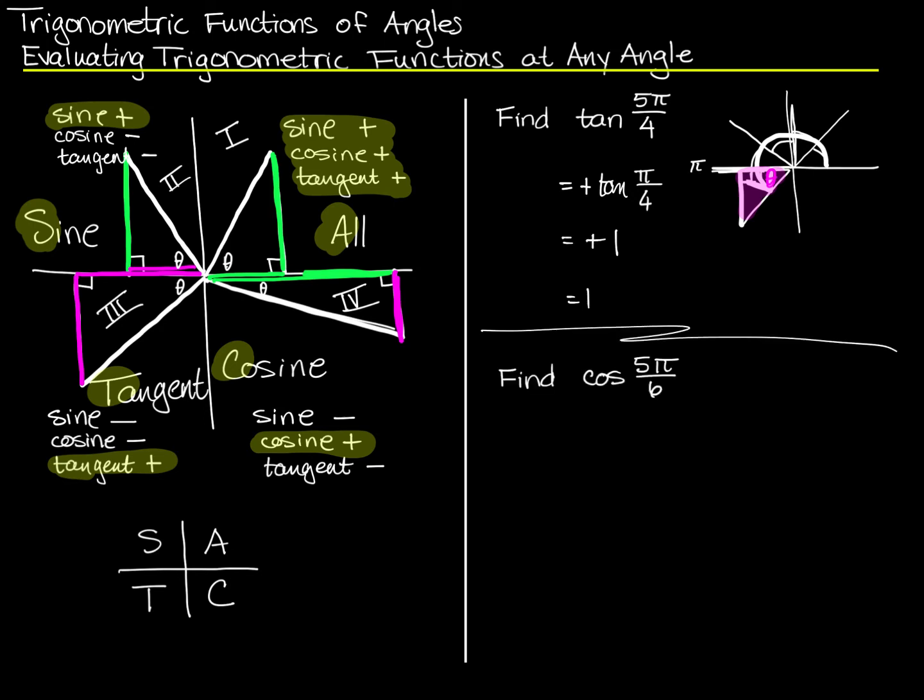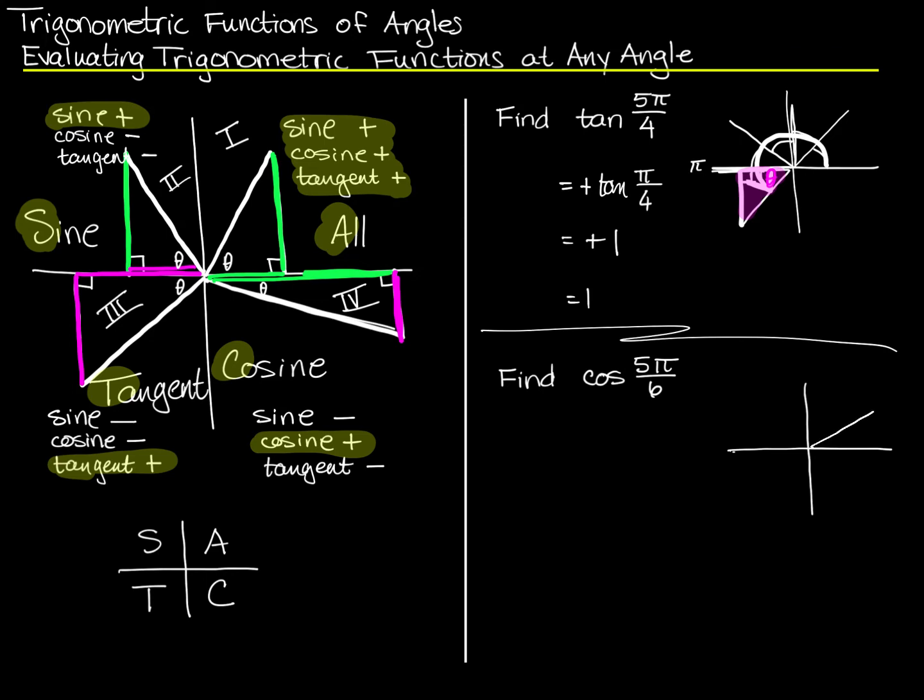All right, let's do another one. Find the cosine of 5 pi over 6. One of the two things I need to do is figure out where that angle is, and once I know what quadrant it's in, decide whether its cosine is going to be positive or negative. So pi over 6 is 30 degrees. That's a little too big. 30 degrees looks something like that.